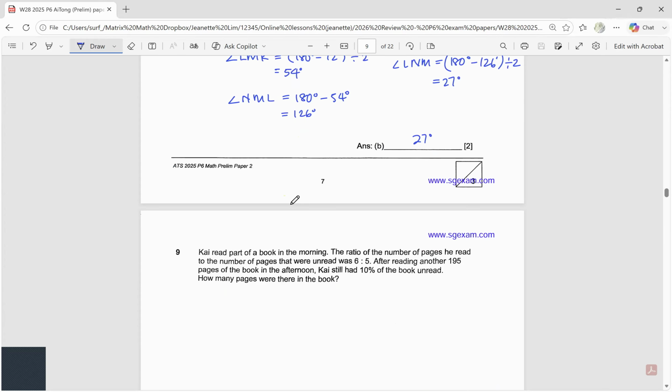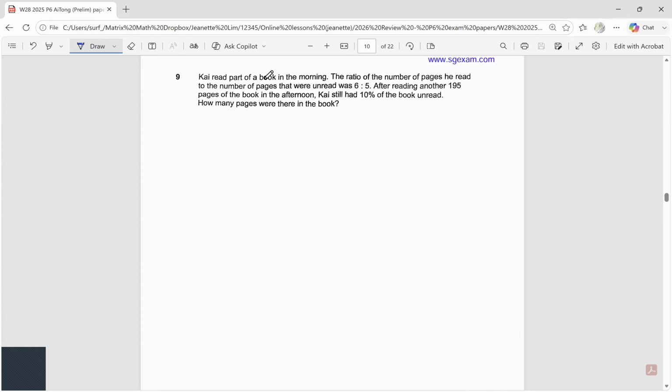Question 9. Kai read part of a book in the morning. The ratio of the number of pages he read to the number of pages that were unread was 6 to 5. After reading another 195 pages of the book in the afternoon, Kai still had 10% of the book unread. So how many pages were there in the book?